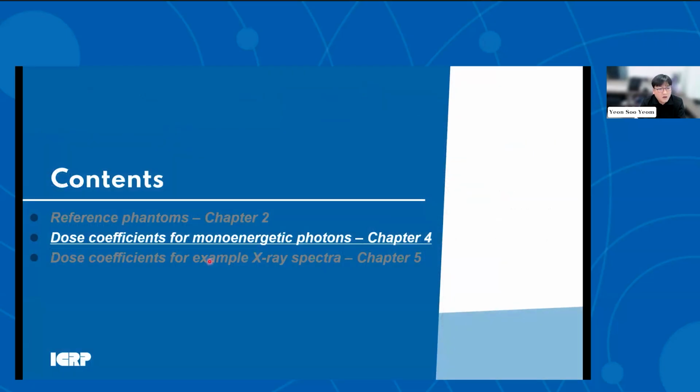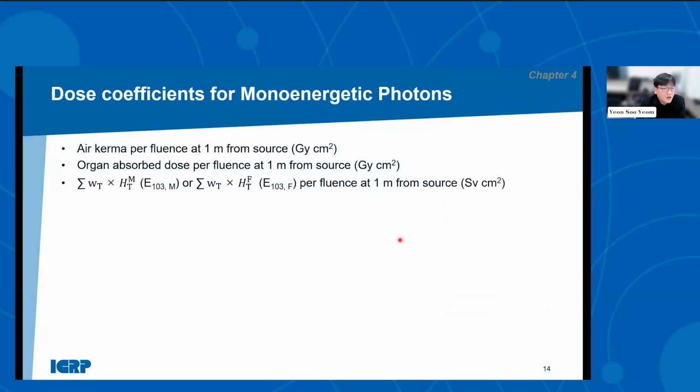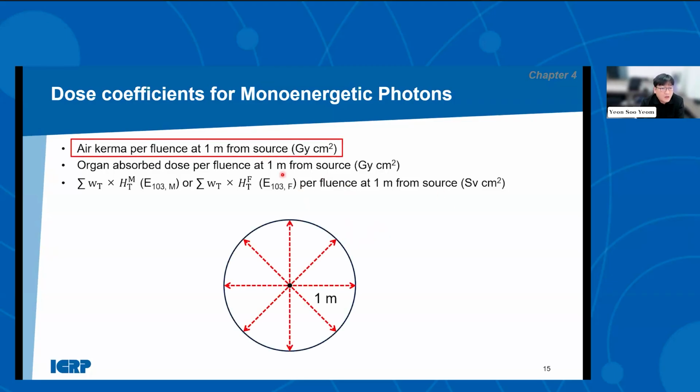So next, I will explain how we calculated those coefficients for monoenergetic photons, which is covered in chapter 4 of the report. In this report, we provide 3 types of monoenergetic dose coefficients. The first one is air kerma for fluence at 1 meter from the source. This was calculated ideally by emitting the monoenergetic photons in free air in Monte Carlo simulation.